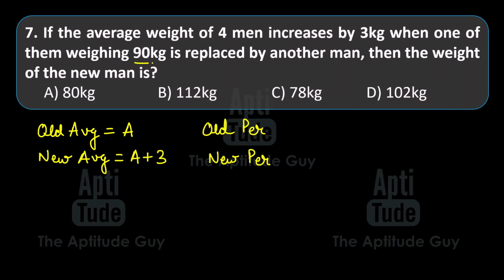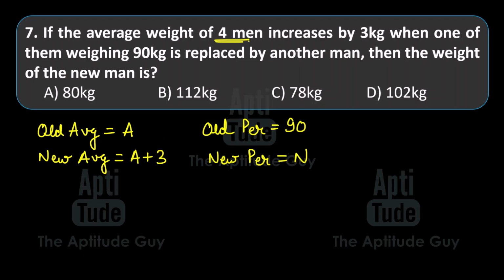One of them weighing 90 kg is replaced. Replaced means this person is removed. So the old person is 90 kg. The new person is what we have to find. Let it be N or X, whatever you are comfortable with. So let's solve it now.